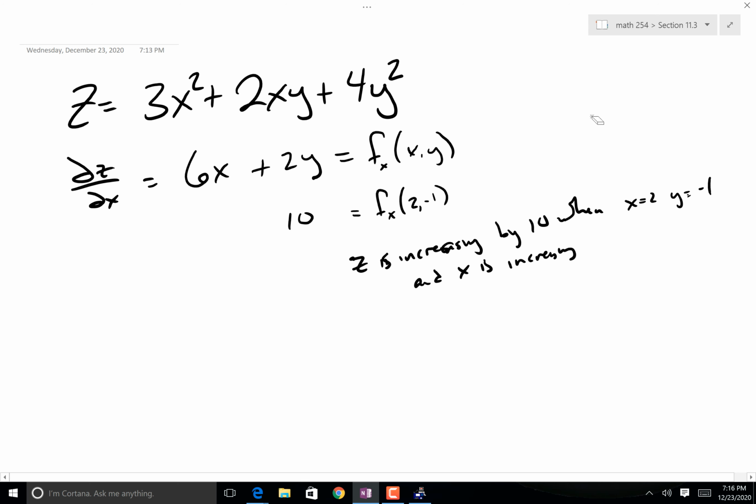Wait, what if it was at 3, negative 1, Jay? I don't know. Let's find out. Oops, f_x at 3, negative 1. I don't know. 18 minus 2 is 16. Oh, look at that. It's going up a lot faster. Well, it's a parabola, so I hope so. We looked at it from that standpoint. We said it was 3x squared plus some x and plus some constant. Yeah, I hope as you keep increasing, it's going to keep increasing.